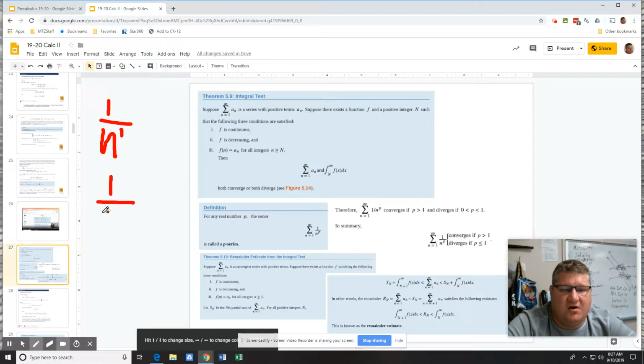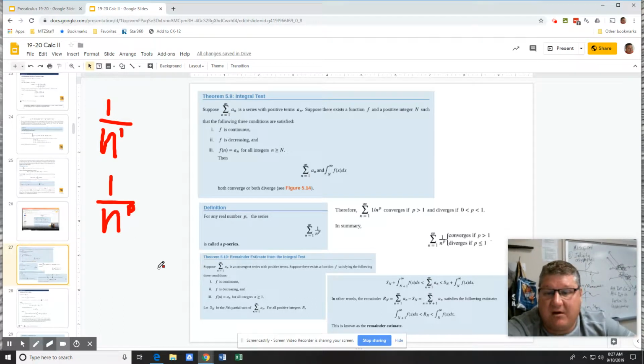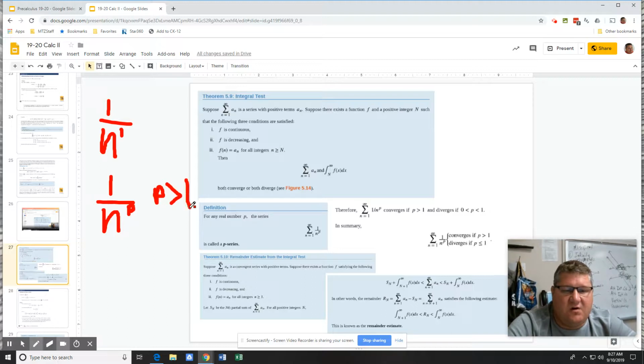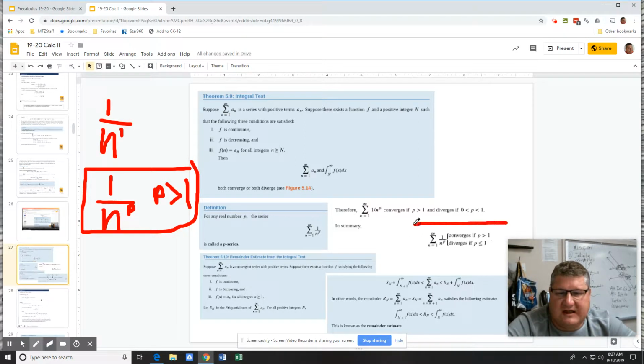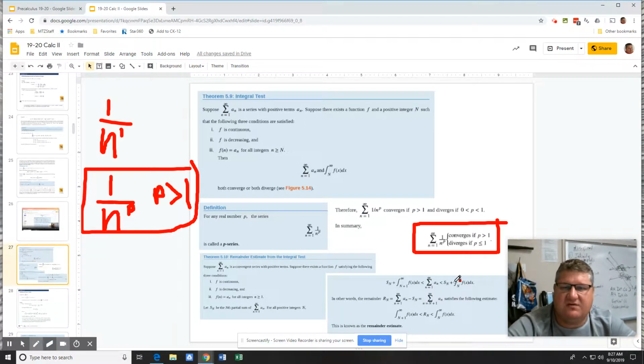If I have 1 over n raised to the p value, where p is the power, if p is greater than 1, then this series is going to converge. So right here, this is the test. If it's greater than 1, it's going to converge. If it's less than or equal to 1, it's going to diverge.